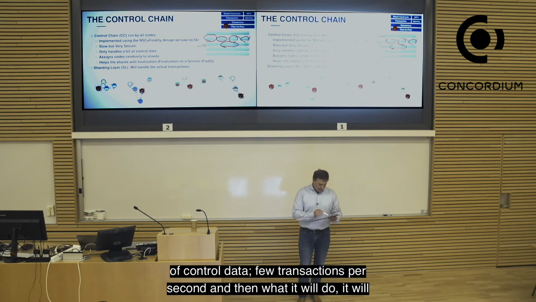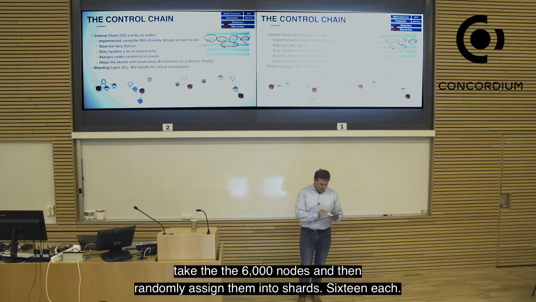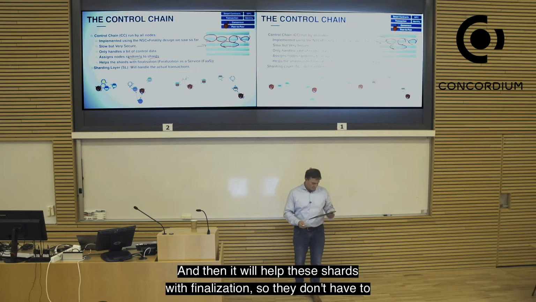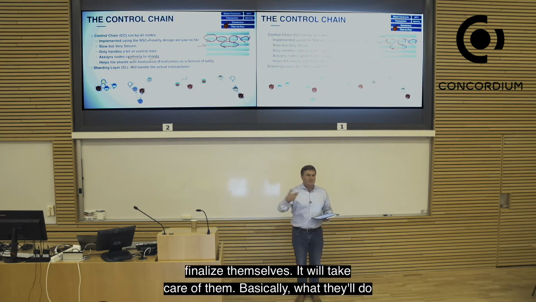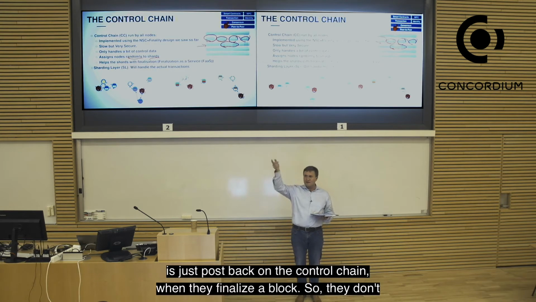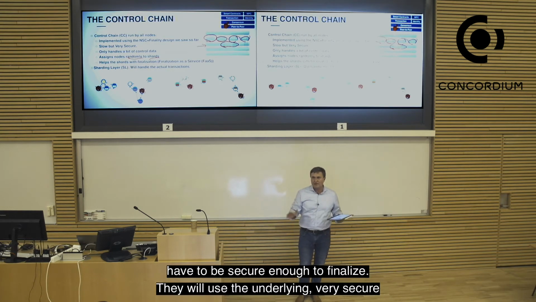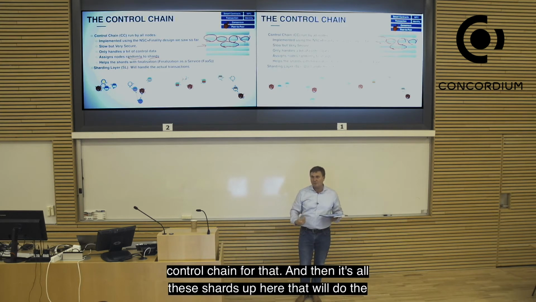And then what it will do is take the 6,000 nodes and randomly assign them into shards, 60 each. And then it will help these shards with finalization. So they don't have to finalize themselves. It will take care of them. Basically what they'll do is just post back on the control chain when they finalize a block. So they don't have to be secure enough to finalize. They will use the underlying very secure control chain for that.